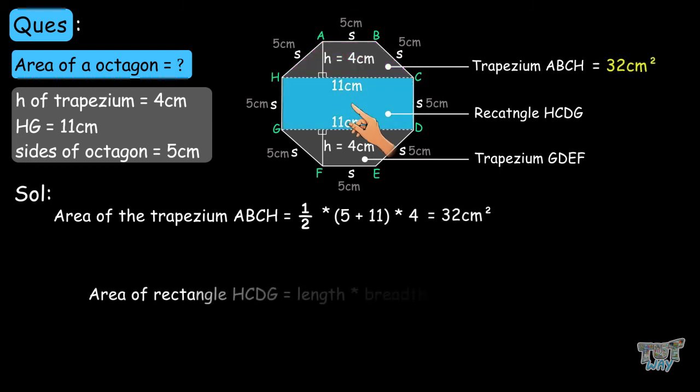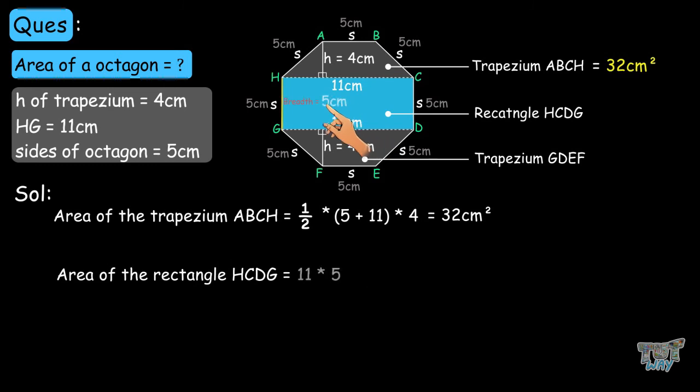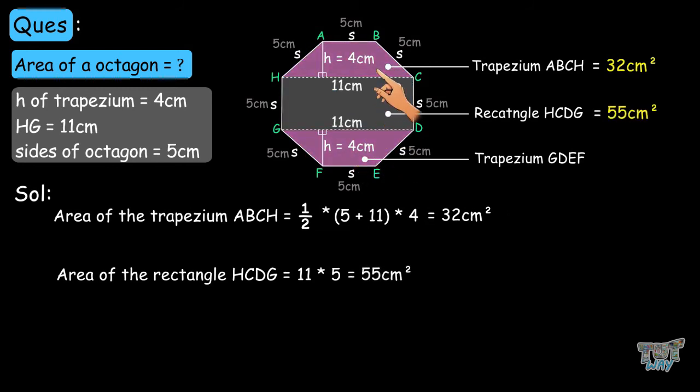And then for the rectangle, area is length times width, so 11 times 5. So then we get 55 centimeters squared. These two trapeziums are equal. They are congruent figures, so they have the same measurements. You can see that one parallel side is 11, height is 4.